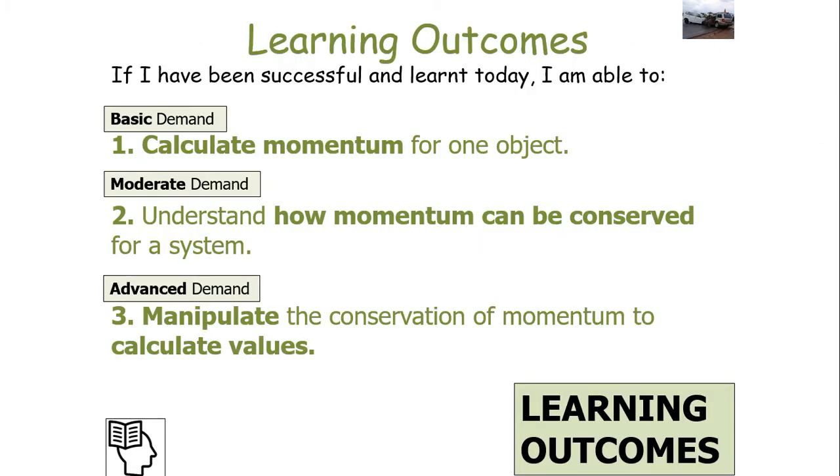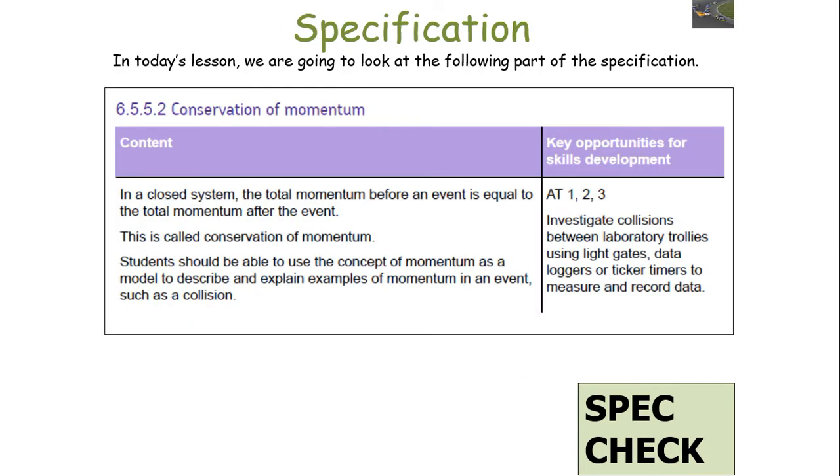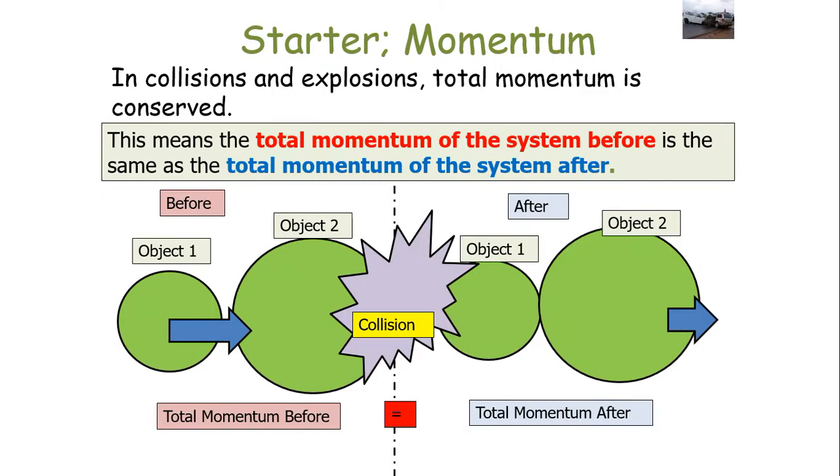So we're going to try and calculate the momentum of one object, understand how the momentum can be conserved in a system, and then manipulate the conservation of momentum to calculate different values, which links into the following part of the specification, 6.5.5.2, the conservation of momentum. Now this is suitable for students carrying out AQA Combined Science with the physics section, and we'll look at the forces topic within that. So in collisions and explosions, the total momentum is always conserved.